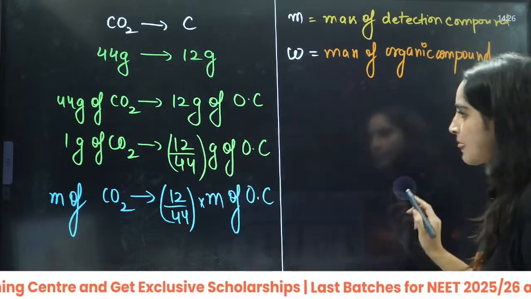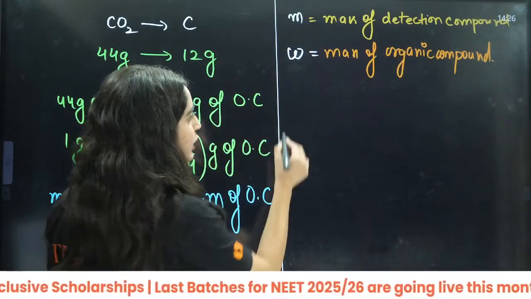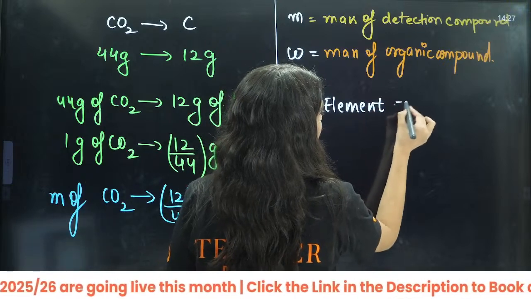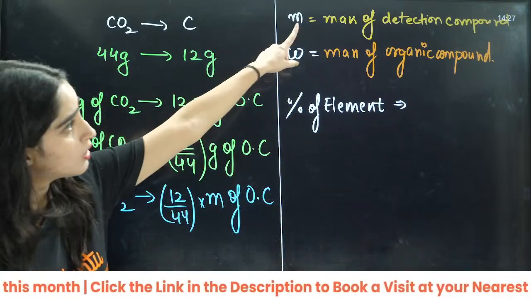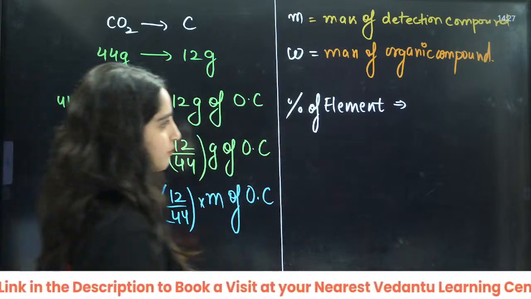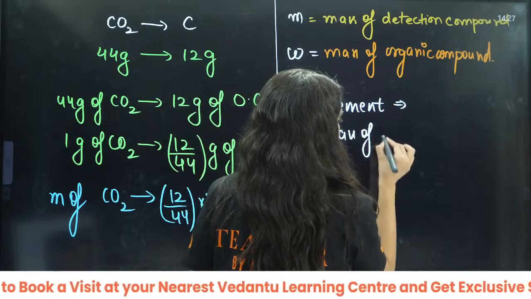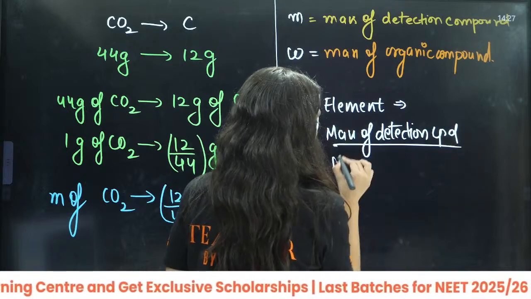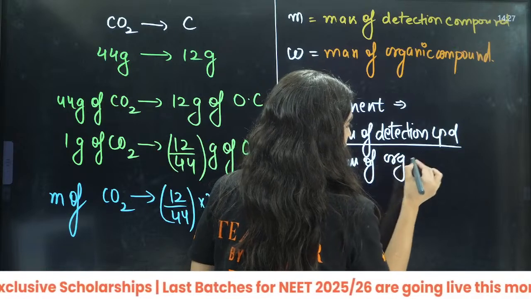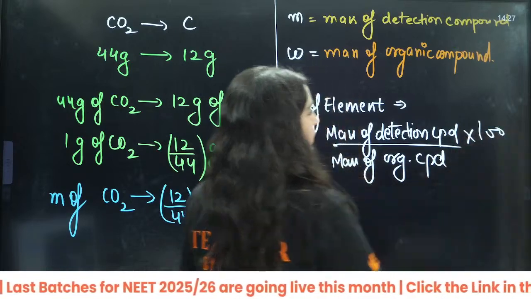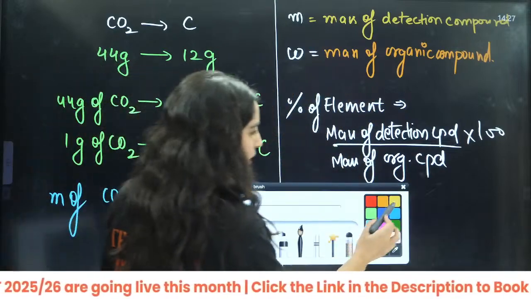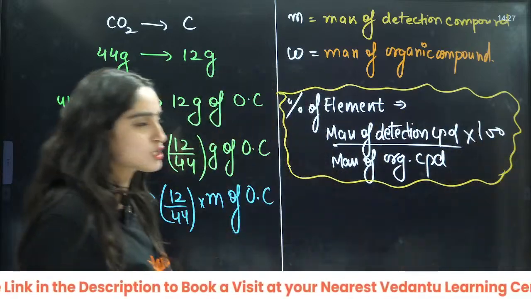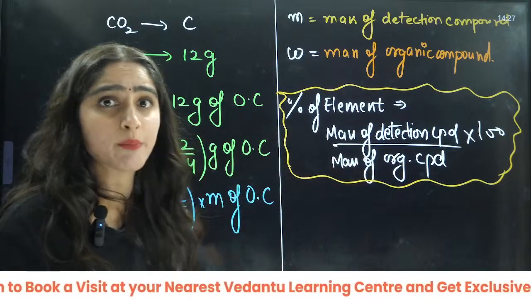Now, see one thing here. Whenever you need to calculate the percentage of element, how do you calculate it? The formula is mass of detection compound divided by mass of organic compound, multiplied by 100. This formula is a universal formula that you will apply for any purification, any percentage. Mass of that detection compound divided by mass of organic compound will tell us how much.